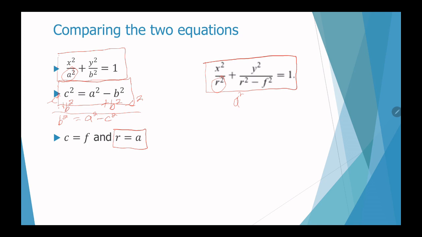And this piece here, so this is b squared, and all of this is equal to it. Well, then I can just replace this with what I have here. I knew that that was a squared, so f squared must be equal to c squared. So we have that c equals f.